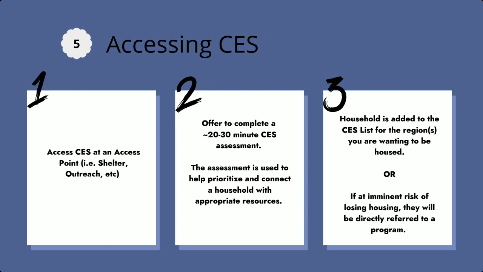Either way, the agency or the CES team will offer to complete an assessment with the individual or family. This assessment is used to help prioritize and connect the individual or family with appropriate resources. If the household is experiencing homelessness, they will be added to the CES list for the region they are wanting to be housed. If they are at risk of homelessness, they will be directly referred to a program so that program can determine eligibility for prevention funds if available.